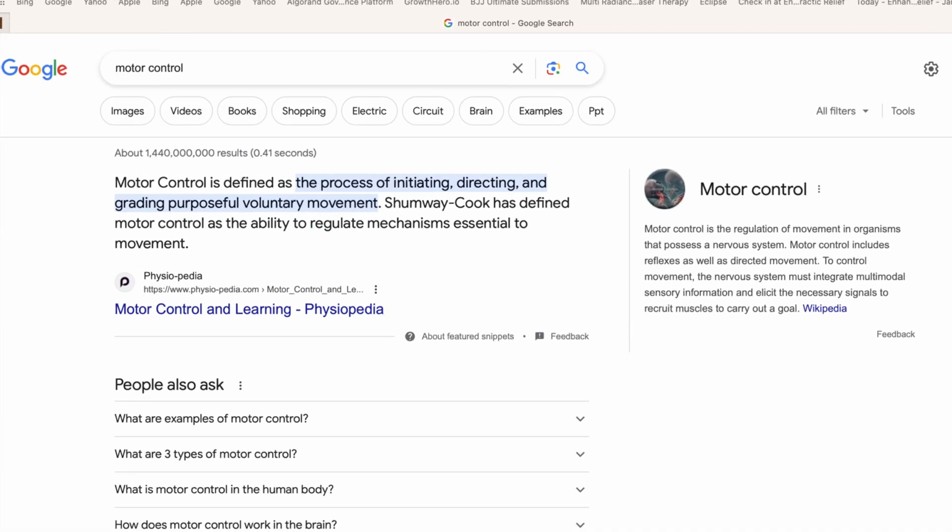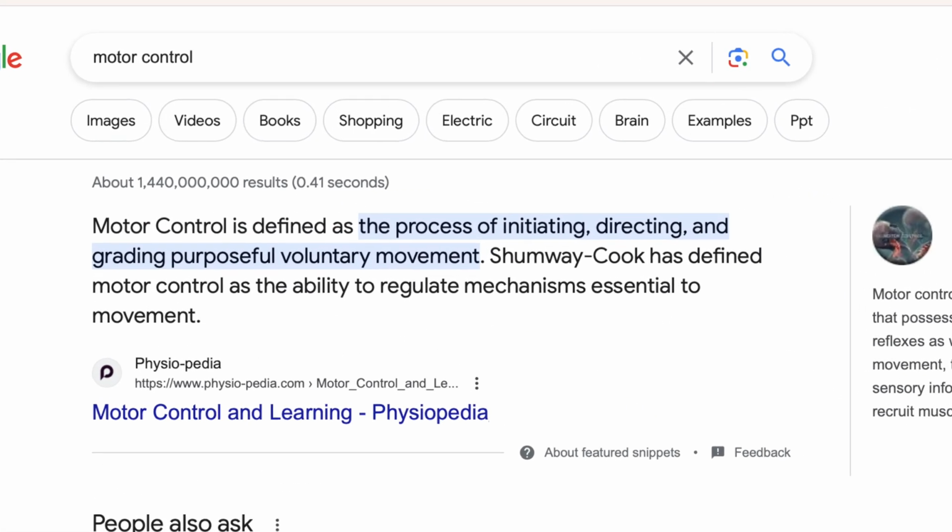Now, motor control is essentially our body's way of recruiting certain muscles to help with contraction, relaxation, stability, movement, anything else that muscles provide in the body. It's our neurological pathway in how we can control that. So oftentimes a lot of people with lower back pain actually have something called motor control deficits.